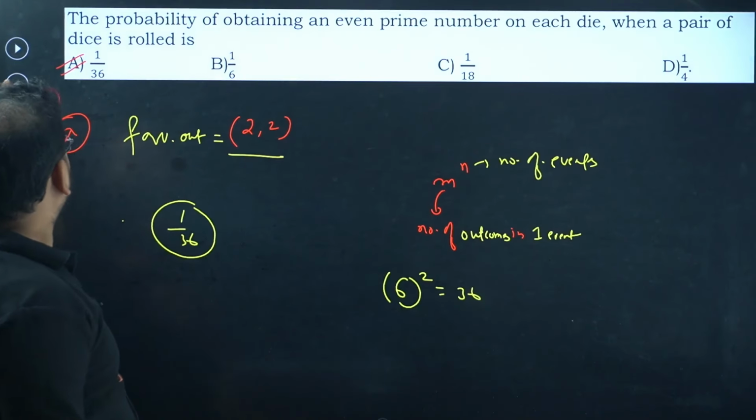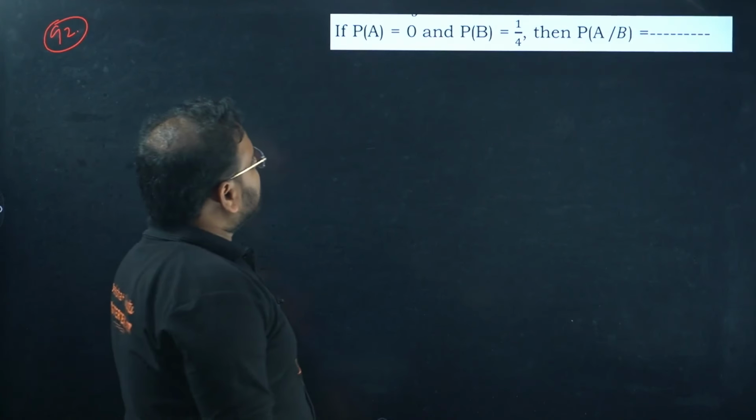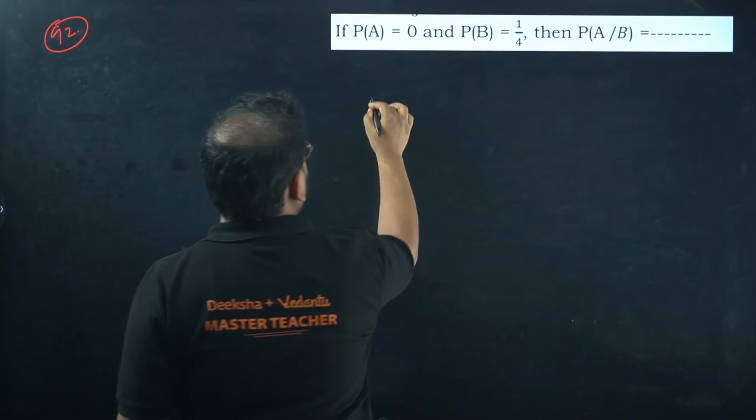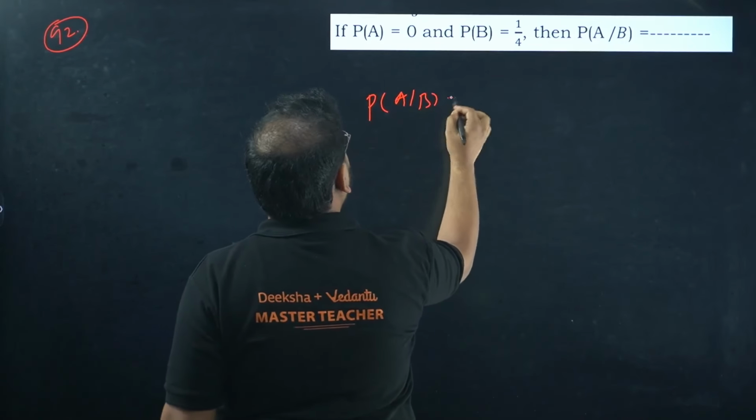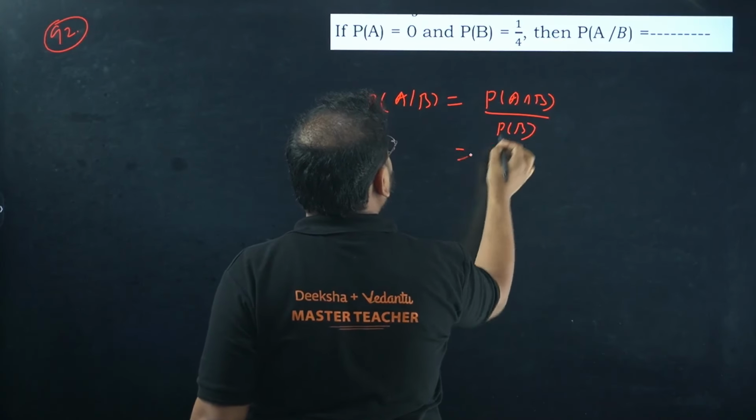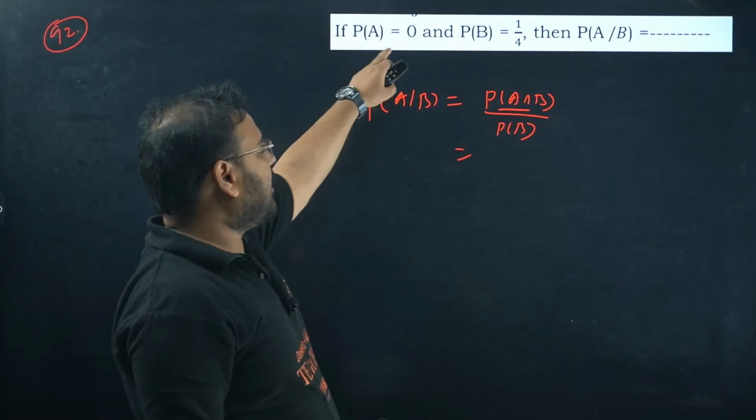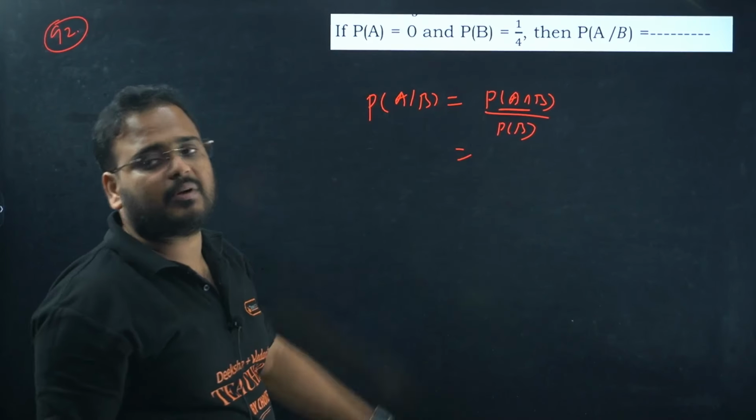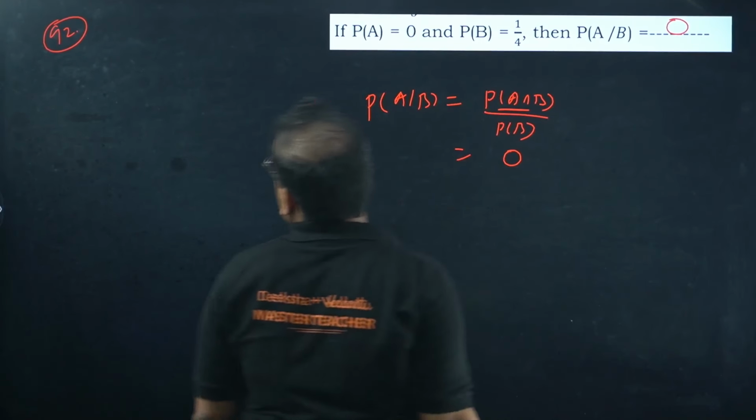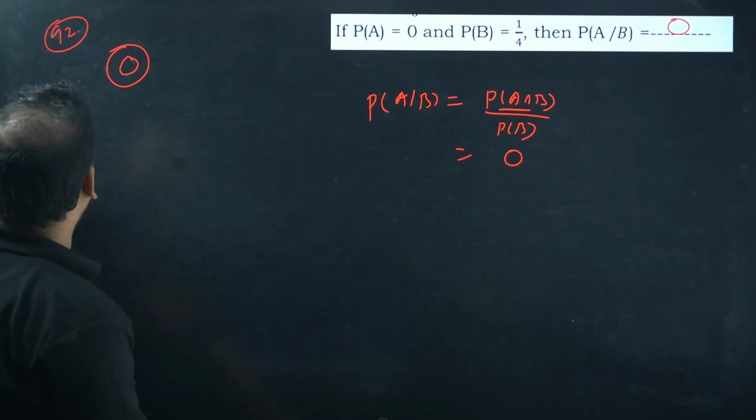Okay. 92. P of A is 0, P of B is 1 by 4. Then P of A given B will be what? This is simply 0 actually, because you'll have the intersection of A with B upon P of B. Intersection of A with B means the intersection of an event which is impossible, so probability is 0, with 1 by 4. Will be 0 only, no? So the answer is 0. Next one.